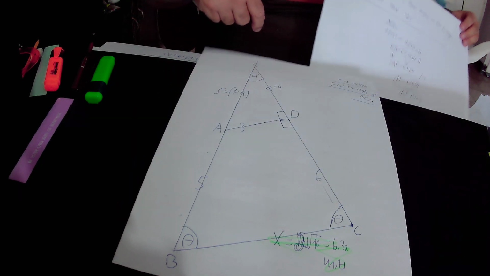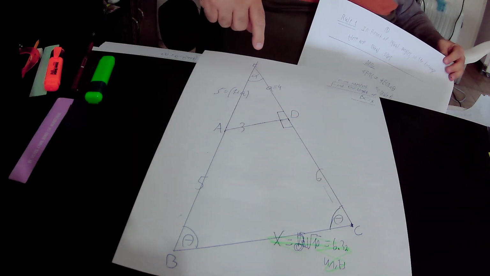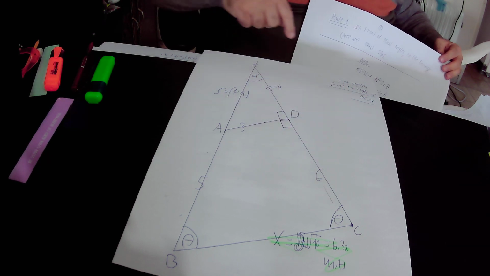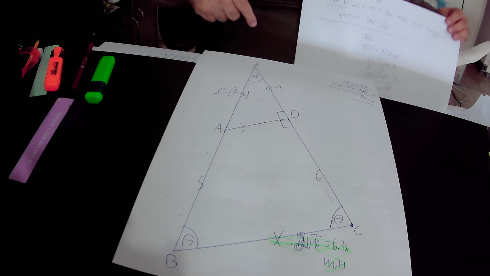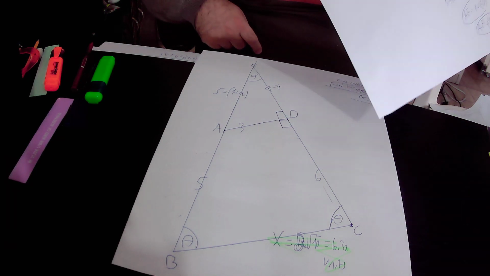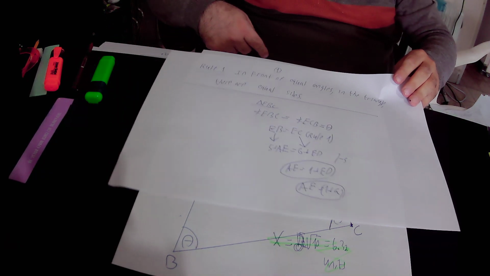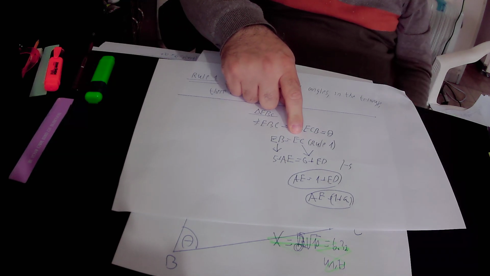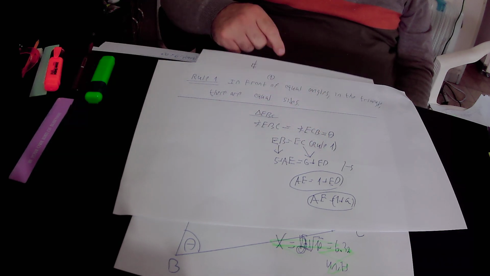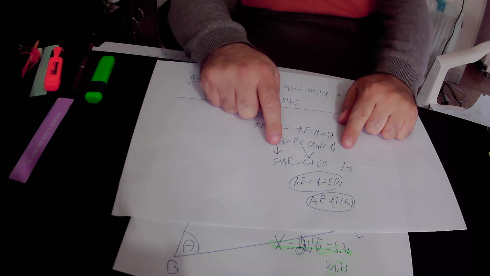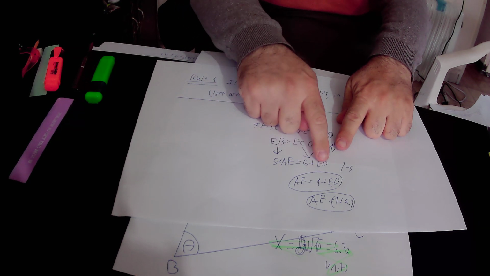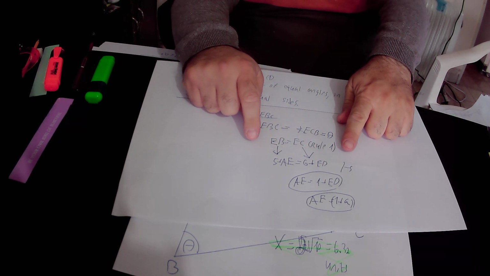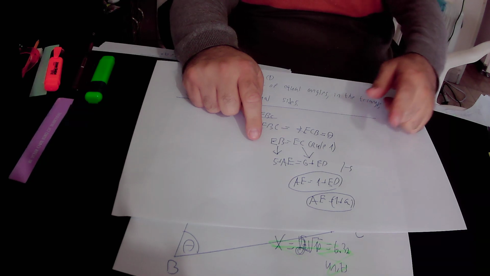Side EC equals ED plus 6. Again, side EC equals ED plus 6. Side EC equals 6 plus ED. So here we subtracted 5 from this equation, and we found out that AE equals 6 minus 5, which is 1, plus ED. So in conclusion, we found out that AE equals 1 plus ED.